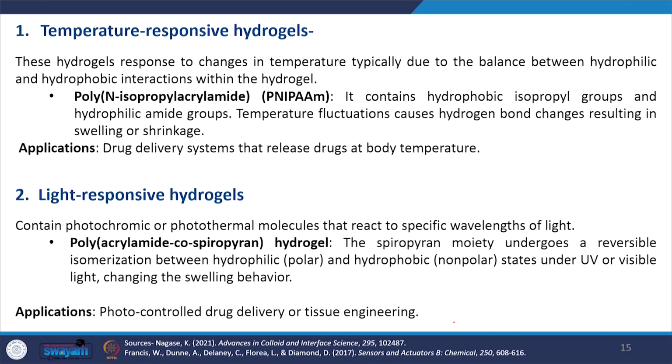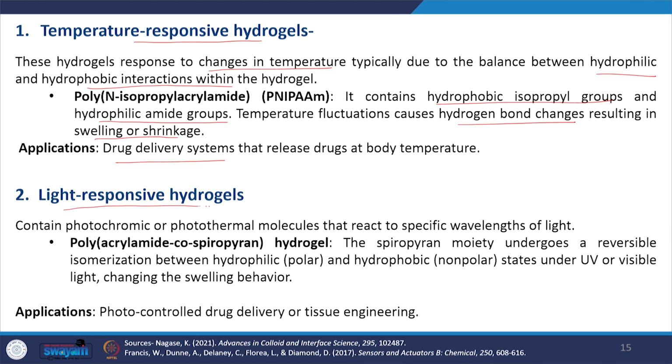The first example is temperature responsive hydrogels. These hydrogels respond to changes in temperature, typically due to the balance between hydrophilic and hydrophobic interaction within the hydrogel. The example is poly N-isopropyl acrylamide. So this polymer contains hydrophobic isopropyl groups and hydrophilic amide groups. The temperature fluctuation causes hydrogen bond changes, which result in swelling or shrinkage. So this can be useful for smart drug delivery system. With respect to the temperature, it can release the drug.